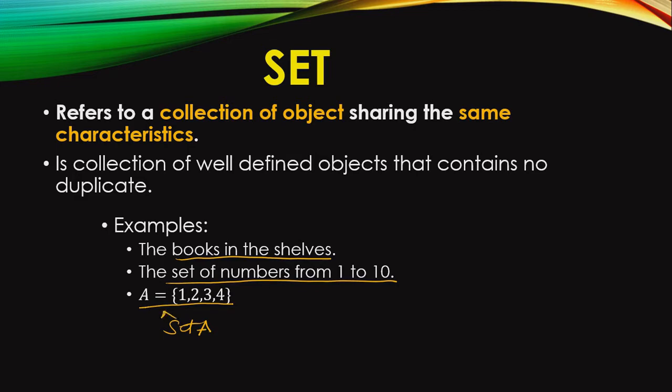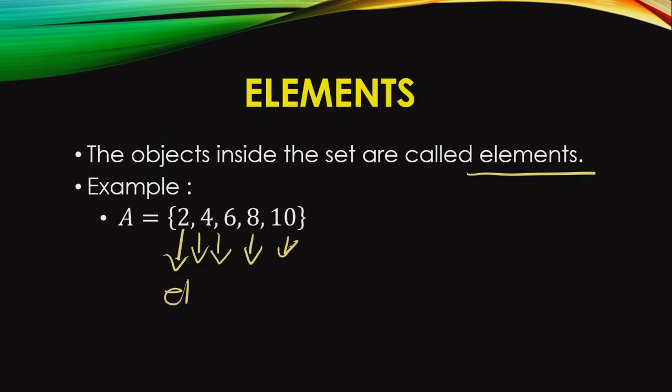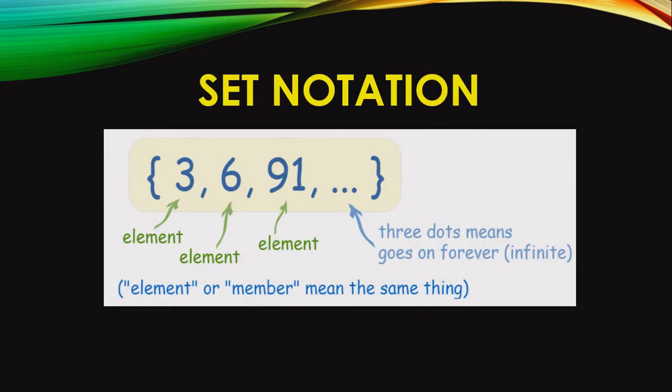The objects inside the set are called your elements. I have here an example: A equals the set 2, 4, 6, 8, 10. So these numbers 2, 4, 6, 8, 10 are called your elements. So elements make up the set. Set notation is the guide for us to know how to write a set. So we have here two braces and then the elements. If we mean that the numbers go on forever, we are going to use the three dots or the ellipses.